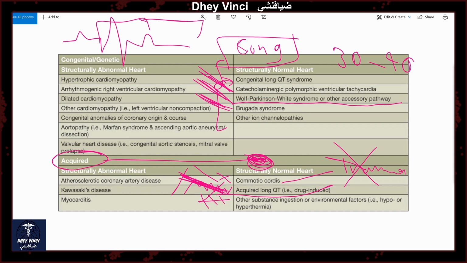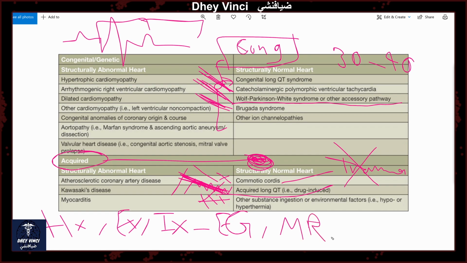Actually, it depends. We need to take history from Eriksen. We need to examine his body and heart. We need to do investigations like ECG, cardiac MRI, and many other investigations. Echocardiography is also an important investigation. There are many investigations that need to be performed on Kristian Eriksen.